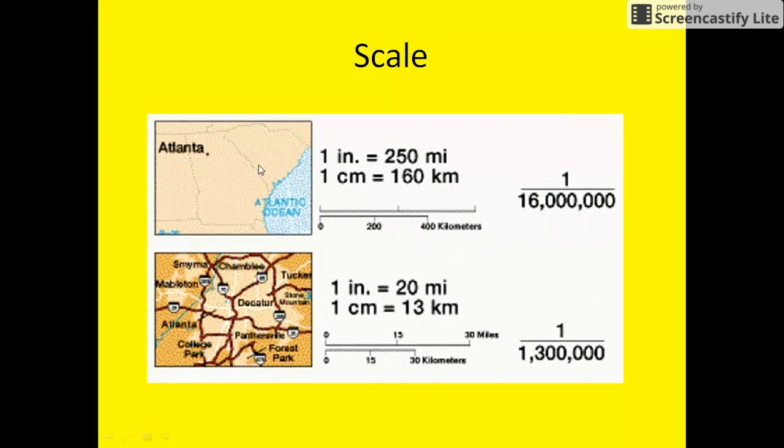So in this case, on this map, it's showing that 1 centimeter on this map equals 150 real miles, or 1 centimeter equals 160 kilometers. On the bottom map, we have a scale of 1 inch equals 20 miles, and 1 centimeter equals 13 kilometers. So if I were to measure 1 centimeter, I have to multiply that times 20, and it's going to give me the number of real miles in the real world.